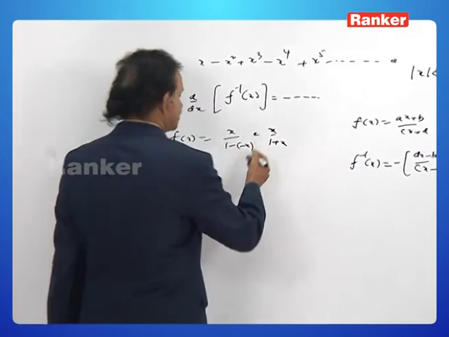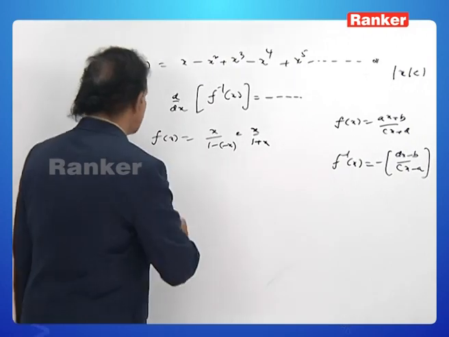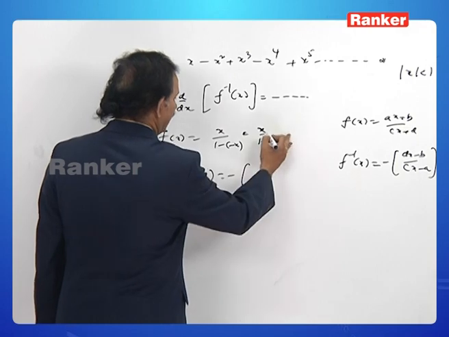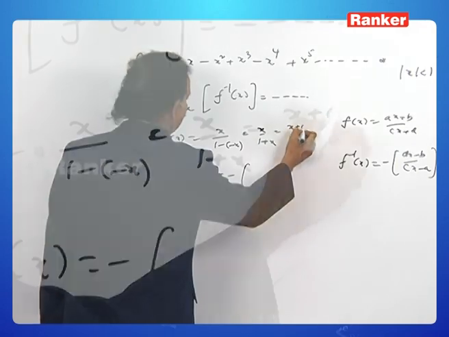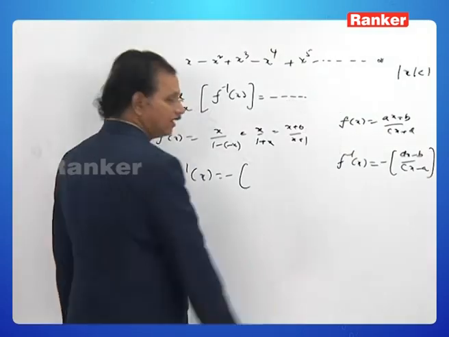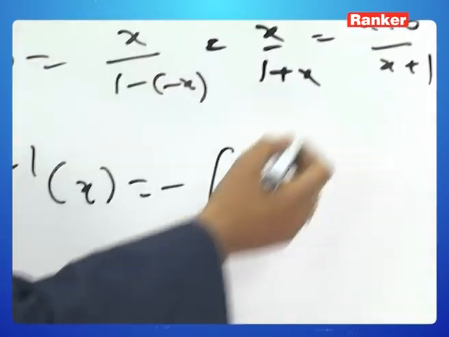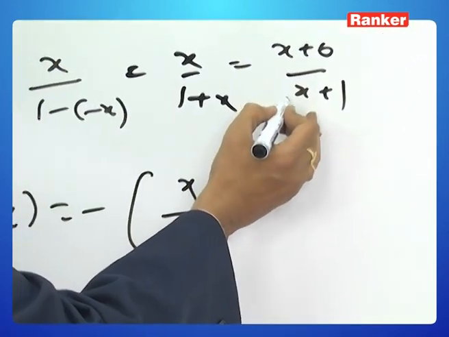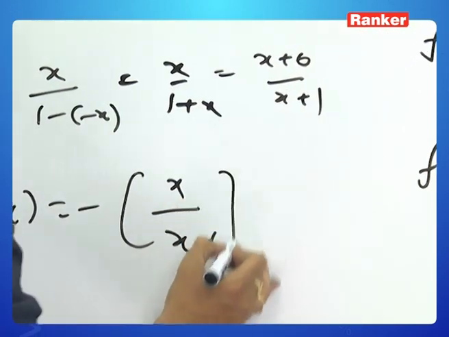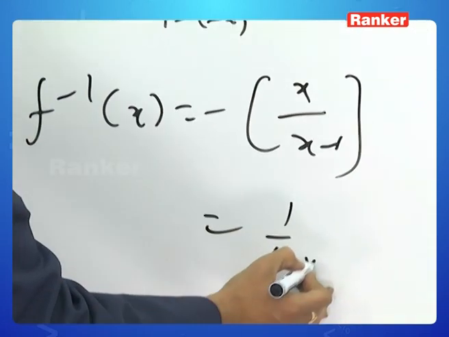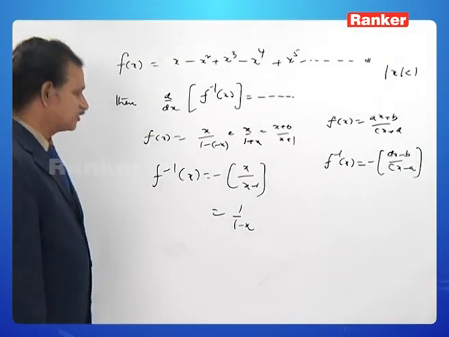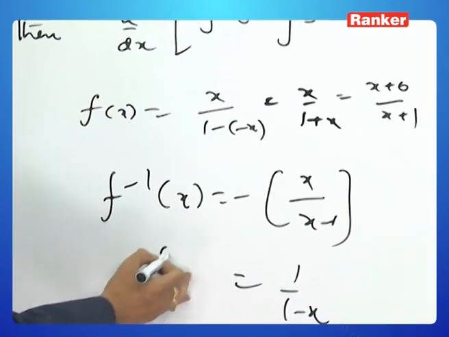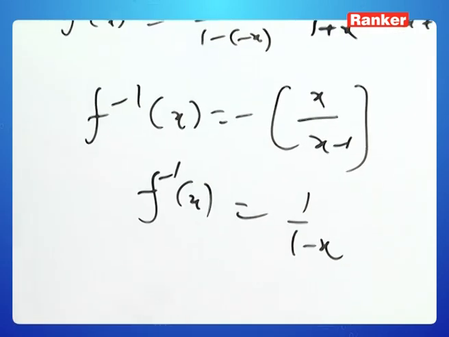According to that, what is its inverse? What is the inverse of this f? f inverse of x is equal to minus of (x plus 0) by (x minus 1), isn't it? You apply that formula, minus of (dx minus b), that is x, by (x minus 1). That is, minus x by x minus 1, or simply x by 1 minus x. This is f inverse of x.